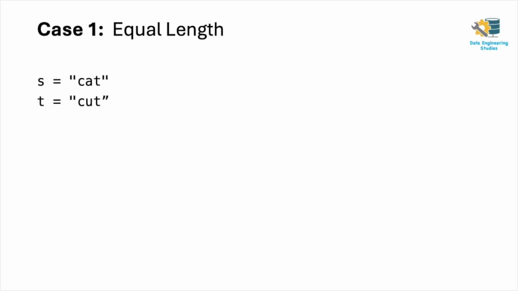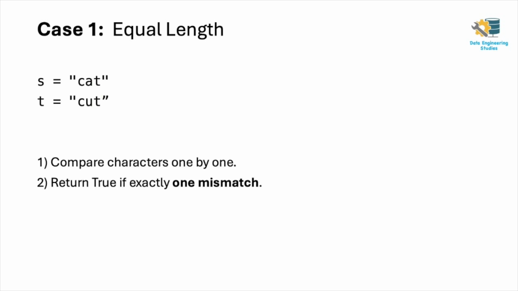If the lengths are equal, we will compare each character. First let's compare the first character. In both s and t we have c, and we will compare the next character. The difference is 1, and we will compare the next character. Both the characters are same. For the scenario where the length is equal, if the difference is 1, we will return true, or we will return false. So the approach is compare each character one by one, return true if exactly one mismatch.